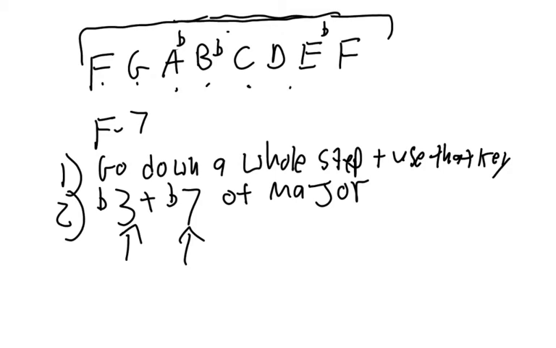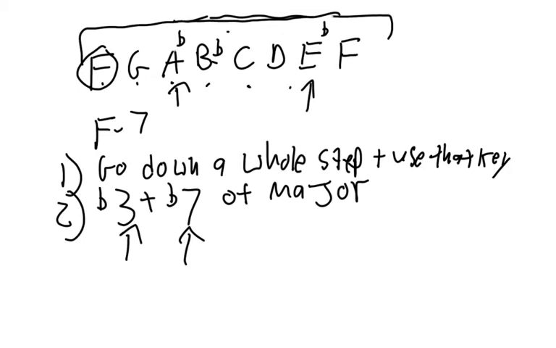So if I go down a whole step from F to E flat, that gives me 3 flats, and I apply that, I get A flat, B flat, E flat. Or if I take an F major scale, lower the 3rd and lower the 7th note a half step, I still end up with B flat, E flat, and A flat.